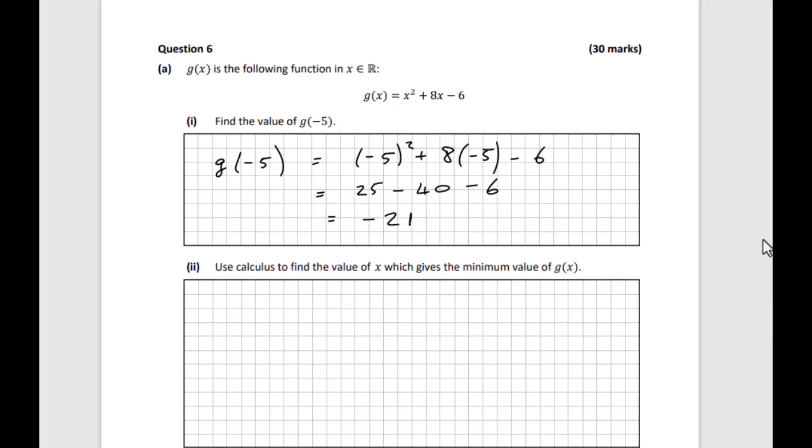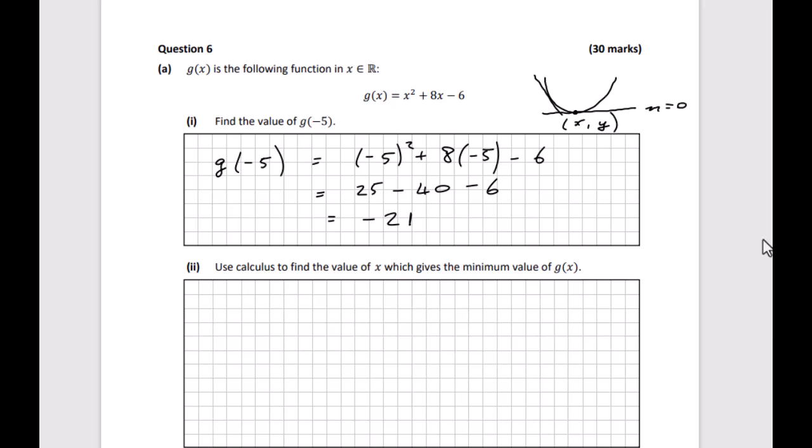Okay, use calculus to find the value of x which gives a minimum value for g of x. So this function up here is a quadratic. It looks like this. So there is a minimum value down here, and we've got to find the minimum value for x. This point down here has an x and a y value. We're just asked to find the value of x. So when you differentiate a function, it gives you the slopes of tangents. So there are loads of tangents to this curve, but there's one right down at the bottom, at the minimum value, and that has a slope of 0.